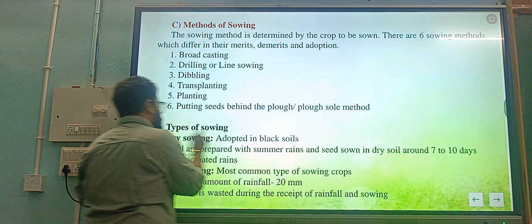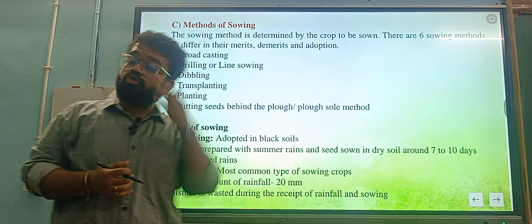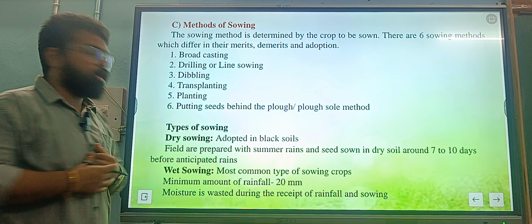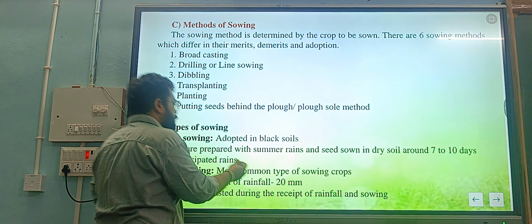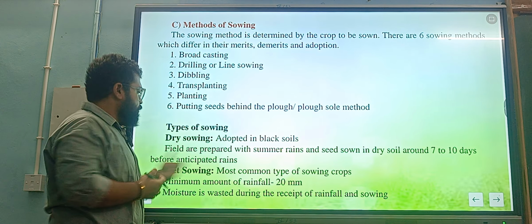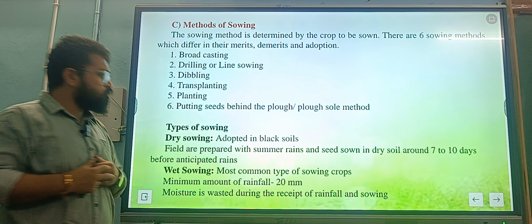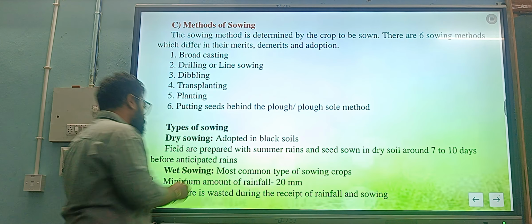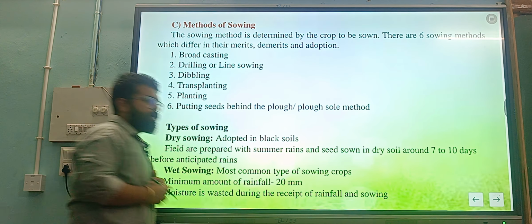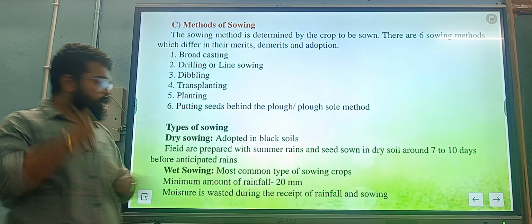So the types of sowing: first is dry sowing, adopted mainly in black soil, where sowing is done prior to the rainfall or broadcasting to the entire field. The fields are prepared in summer rains and seeds sown in dry soil around 7 to 10 days before the anticipated rain. The next, wet sowing, is the most common type of sowing, where the minimum amount of rainfall for sowing is at least 20 mm. Under such circumstances, we can go for sowing, and the moisture is not wasted.